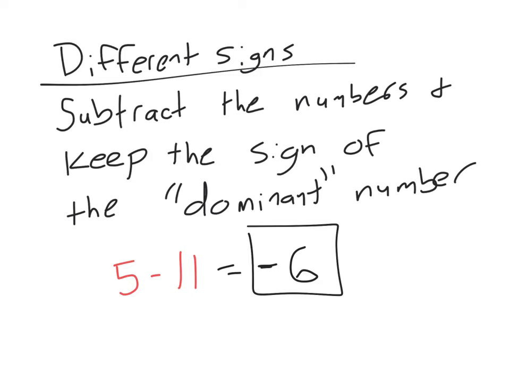Okay, let's look at one more example. If I were to have -6 plus 7, make sure each number has one sign. They do. Do those numbers have the same signs or different signs? Different. So subtract the numbers. You subtract 6 and 7, you get 1. Keep the sign of the larger number or the more dominant number. Which one is more dominant? The 7. It's positive, so your answer is positive.